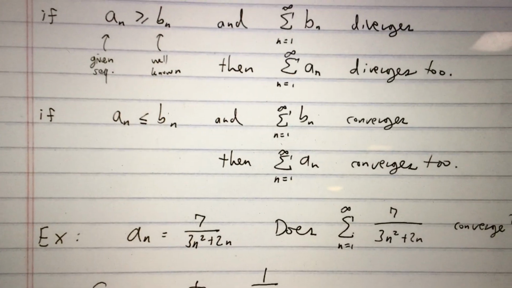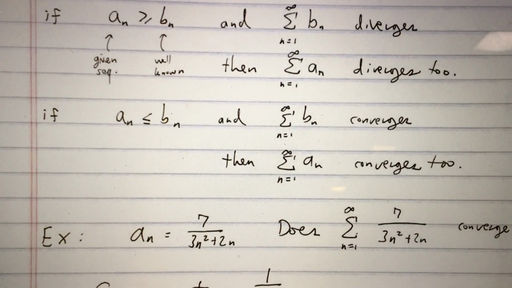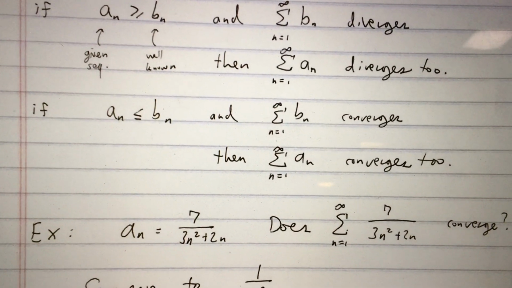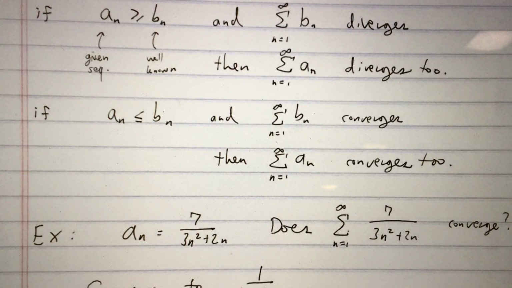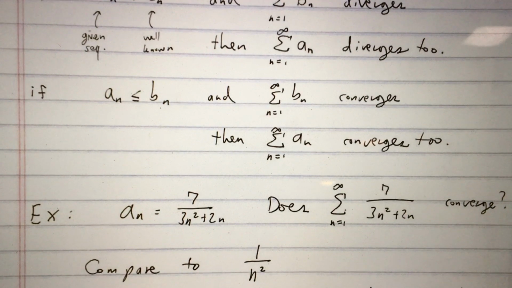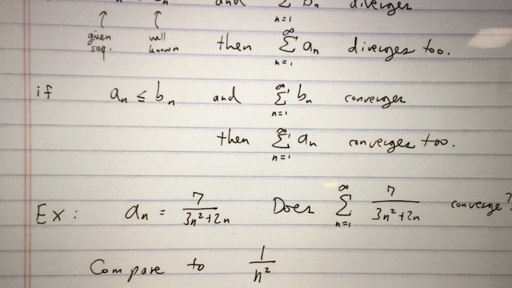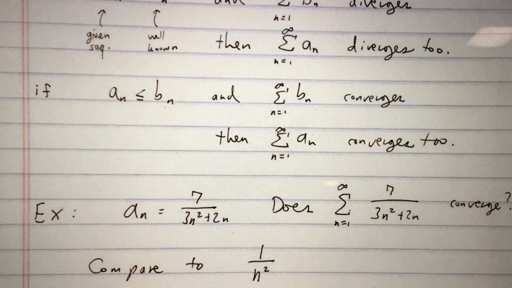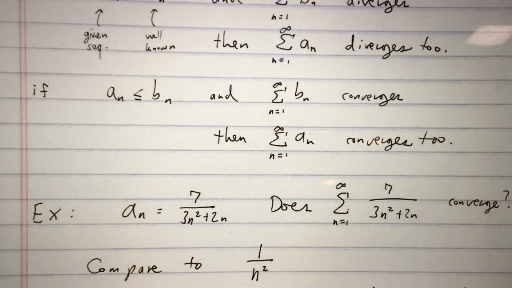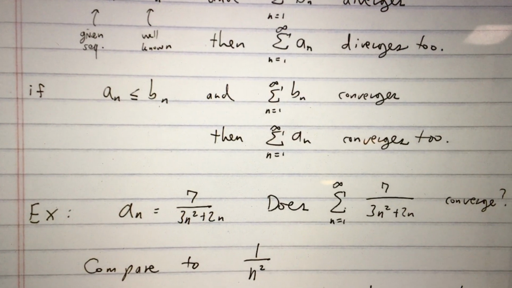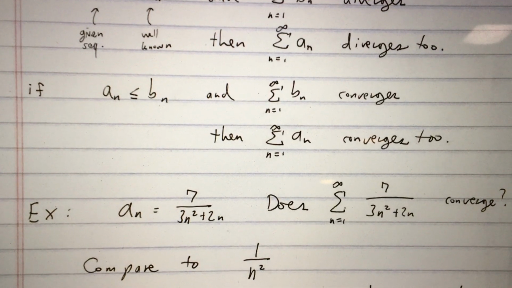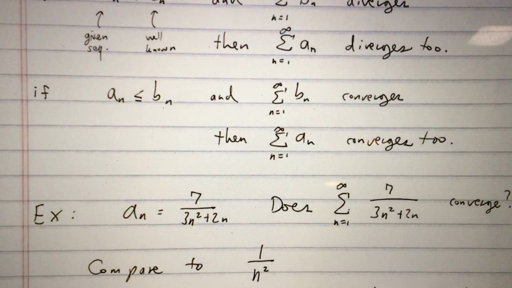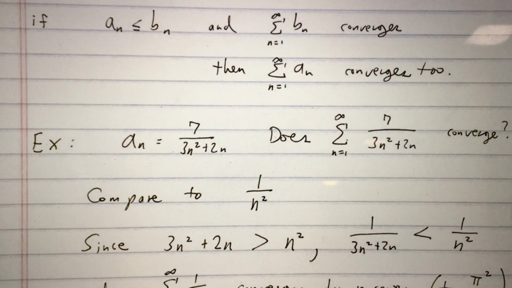So here's an example. We have a sequence first, 7 over 3n squared plus 2n, and we want to know about the series, the sum, 7 over 3n squared plus 2n. Does it converge or not? So the idea here is that you can compare it to a sequence that's much easier, 1 over n squared. And 1 over n squared, that is a p series. It's one of the ones that we looked at earlier, and the p is the power 2 on that n, and it's a power that's larger than 1, so we know it converges.